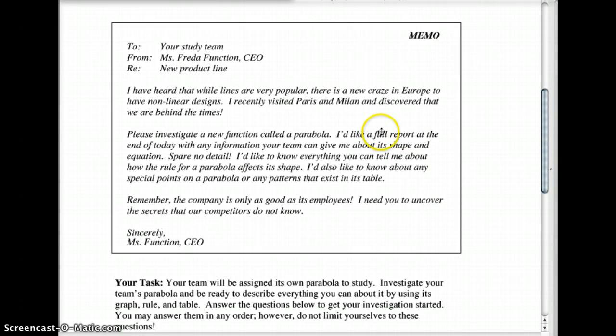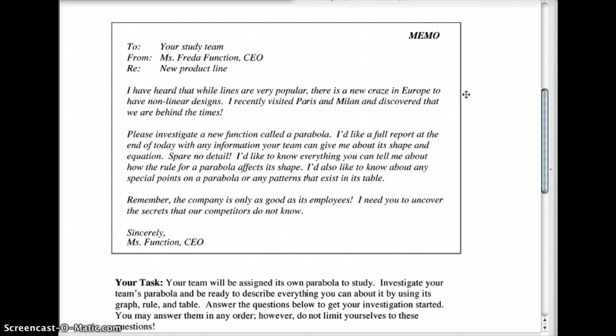Miss Fredera Function. I have heard that while lines are very popular, there is a new craze in Europe to have nonlinear designs. I recently visited Paris and Milan and discovered that we are behind the times. Please investigate a new function called a parabola. I'd like a full report at the end of the day today with any information your team can give me about its shape and the equation.